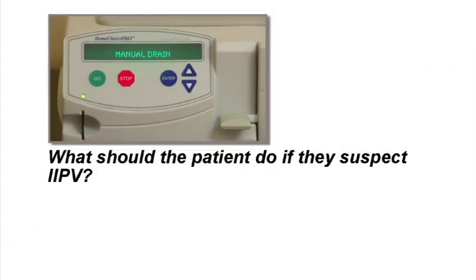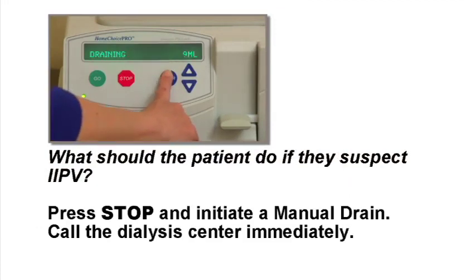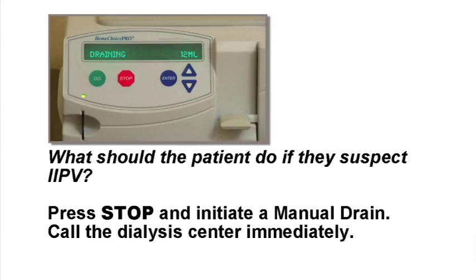What should the patient do if they suspect IIPV? If you suspect your patient has IIPV, please tell your patient or the patient caregiver to do the following. Press stop immediately. Then press the down arrow and initiate a manual drain. The manual drain procedure is located in the Patient at Home Guide.